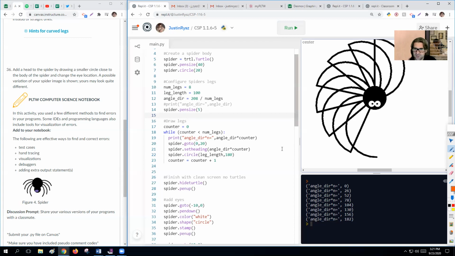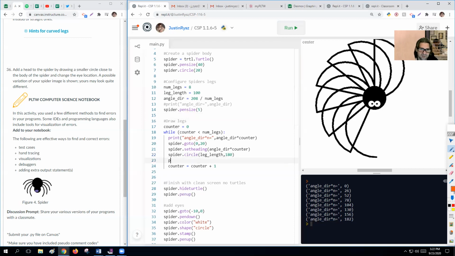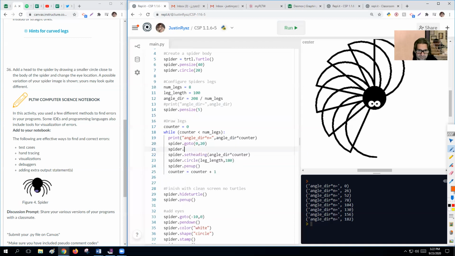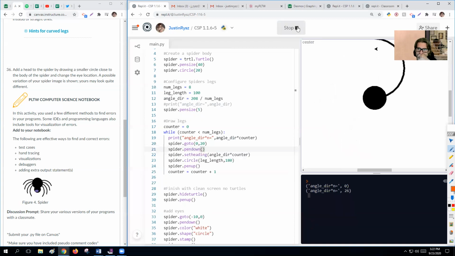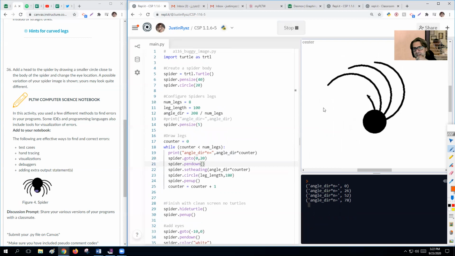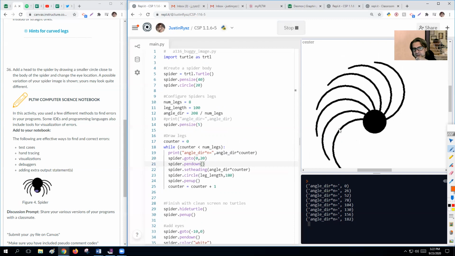A couple things I noticed right off the bat: the pen needs to get put up and then the pen needs to go down. So after he gets drawing, we'll do spider dot pen up, and when he gets to the spot, we'll have him go spider dot pen down. Okay, so he's making curvy lines, but they're going in the opposite direction of what we want. The legs on the left are doing fine, but the legs on the right.